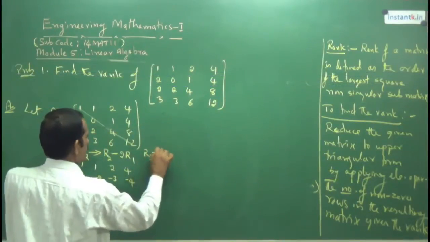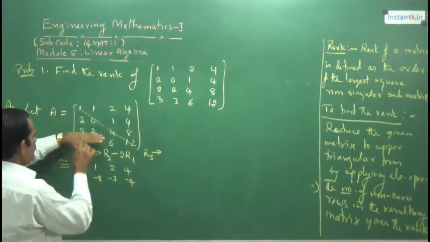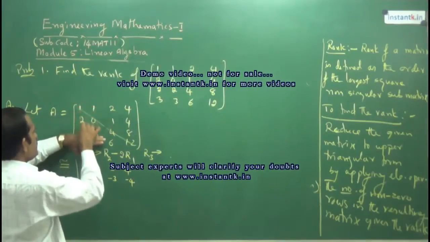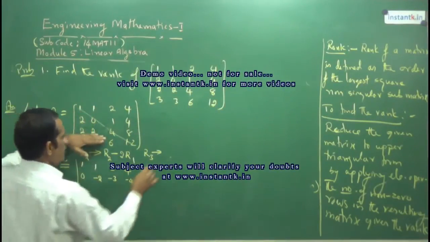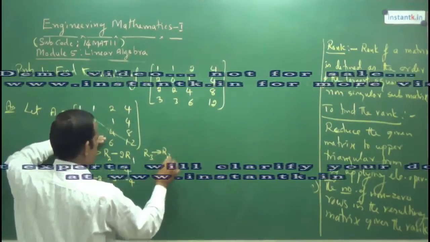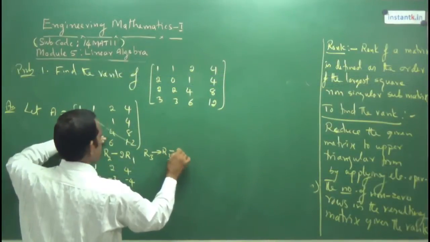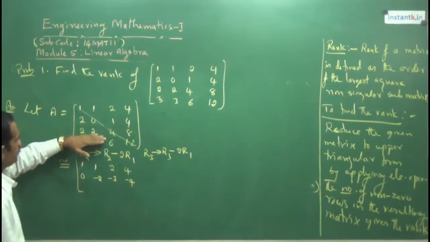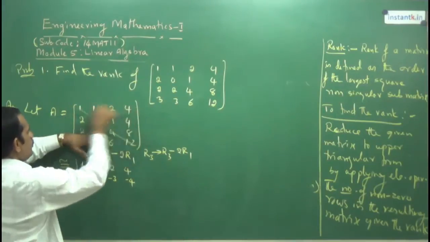For the third row, it is R3 replaced by this also 2. The same operation because these two are on the same now. So for third row operation is same. R3 is replaced by R3 minus 2 times R1. So this row minus 2 times this row.